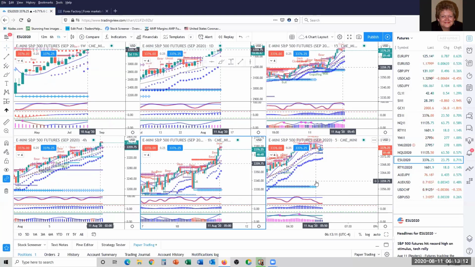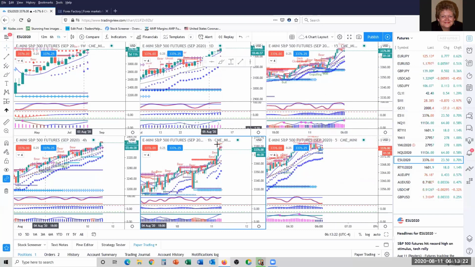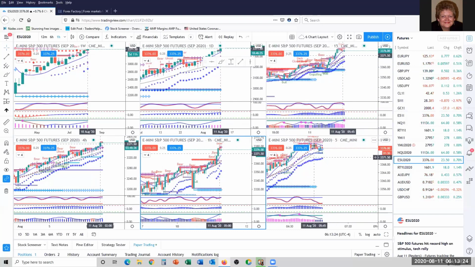The one I think you have to be careful over is the NASDAQ. I don't think you have a clear path on that NASDAQ trade. That's the one I would actually watch out for.